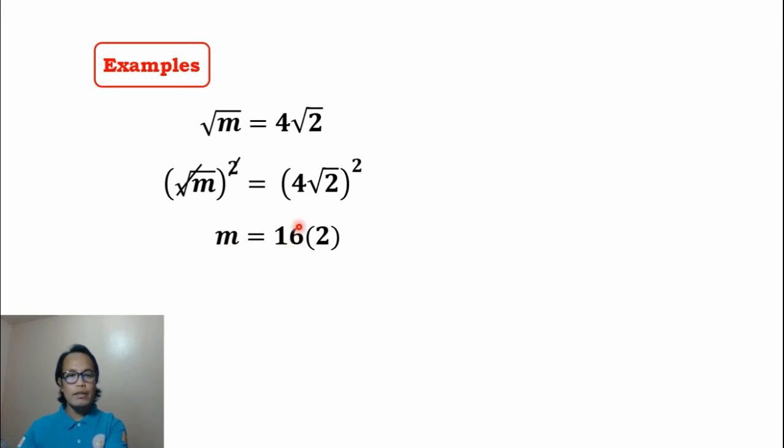Now, how did we get 16? Since 4 is outside the radical symbol, we need to square 4. That is 4 squared, which is 16. And since we have already eliminated the radical and the exponent 2, what shall remain is 2. Then lastly, we multiply 16 times 2, which is equal to 32. So let's proceed to our checking.